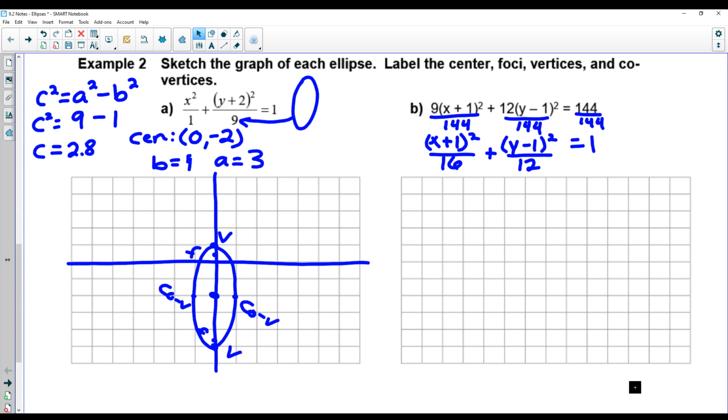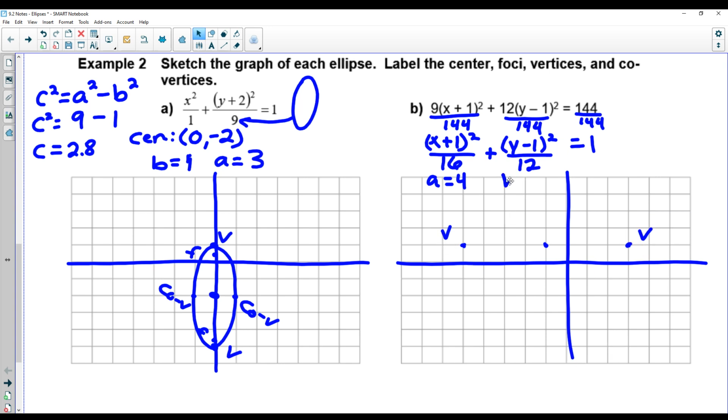I'm going to fly through the rest of this really, really quickly. All right, so just drawing my xy axis here. My center is at -1, 1. Change the signs as you pull them out. -1, 1 is my center. My a value is going to be 4. The bigger value is underneath of x this time. It's going to be stretched horizontally. Okay, so I'm going to go ahead and count 4 units left, 4 units right. I just found my vertices.